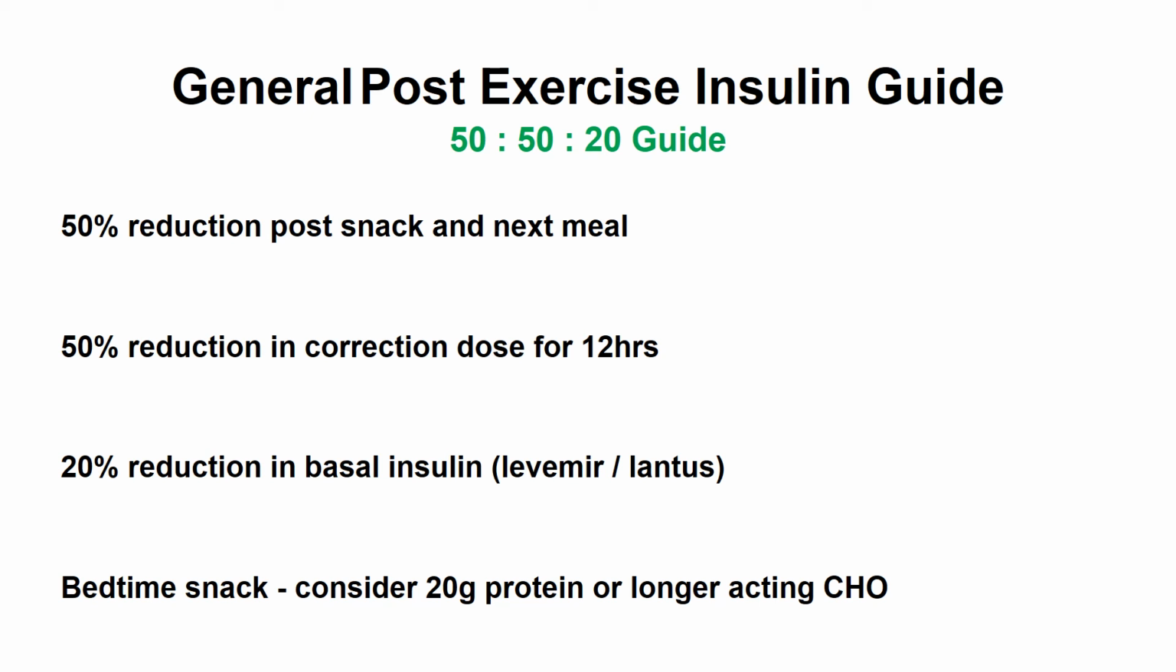One of the other things that you might want to consider is taking a bedtime snack, either a long-acting carbohydrate or, interestingly, roughly 20 grams of protein, which seems to increase the level of glucagon and guard against overnight hypoglycemia.